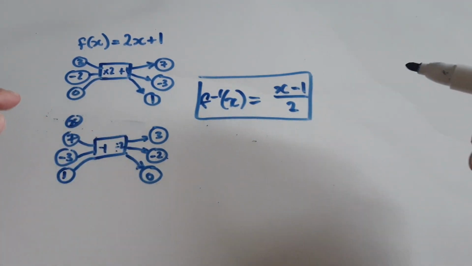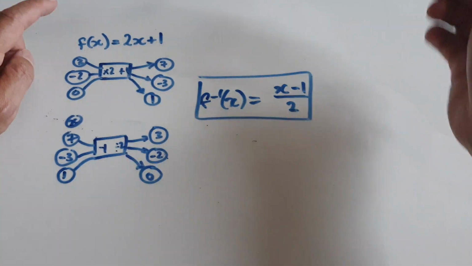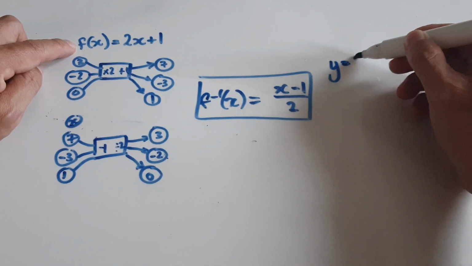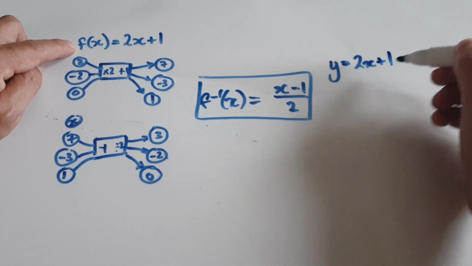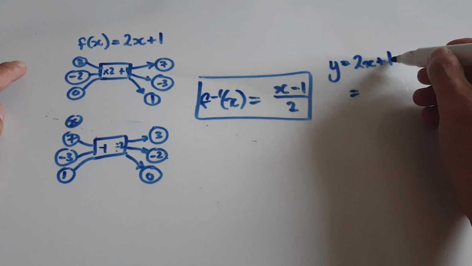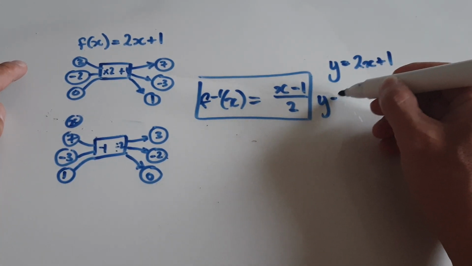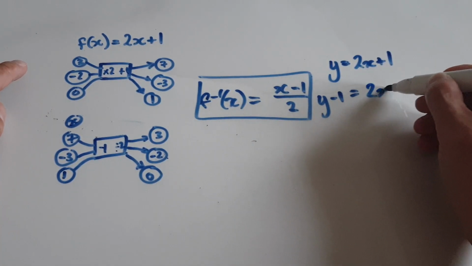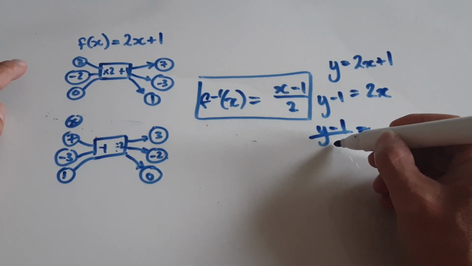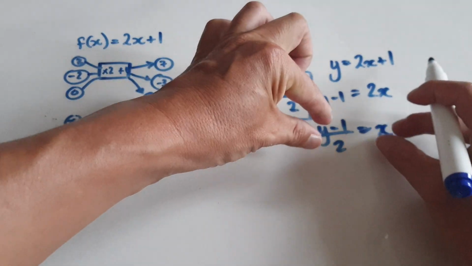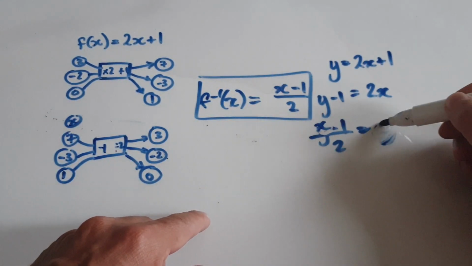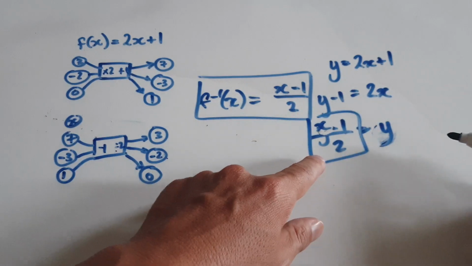A quick way, a better way of doing this, there are lots of ways of doing this, but replace this with y, like this, and then make x the subject. So this is a quick way of doing it. Make x the subject. So take away 1, y take away 1 equals 2x. Get x on its own, so you take the whole lot down, divided by 2 equals x. And then you would just switch these two around. So this is your inverse function.